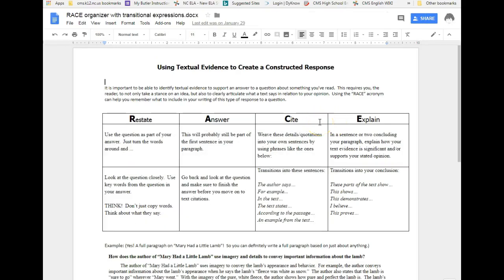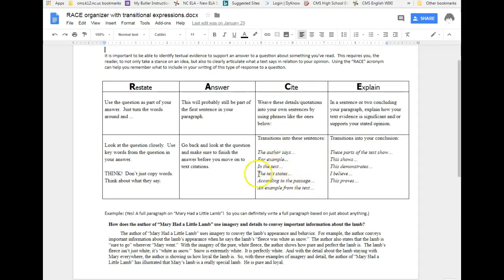The C is to cite evidence. And remember, we want to weave these details into our quotations in the paragraph. Here are some transitions we can use to get into those text citations. The author says, for example, the text states, and so on. You should have this handout in your notebook, by the way, so feel free to use that today, or you can come back here, freeze the screen, and use the one on the screen.